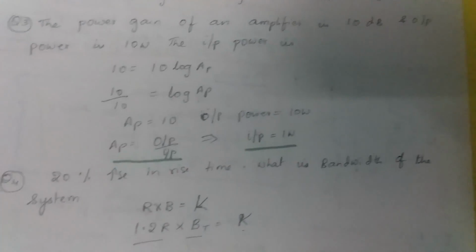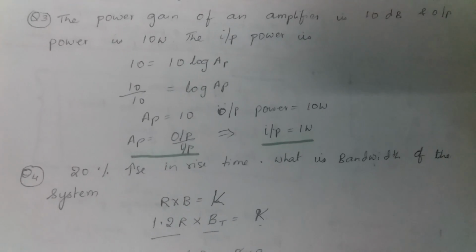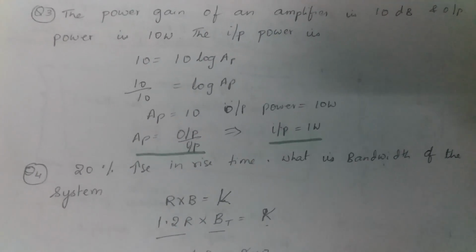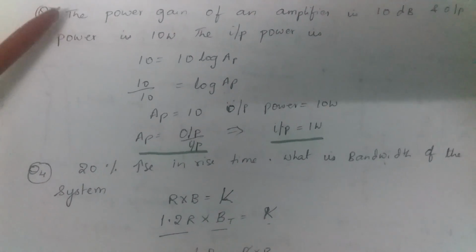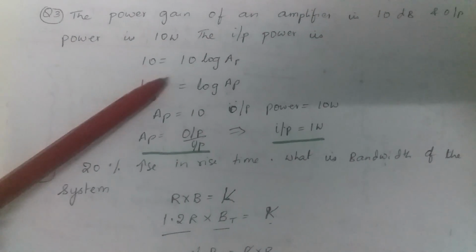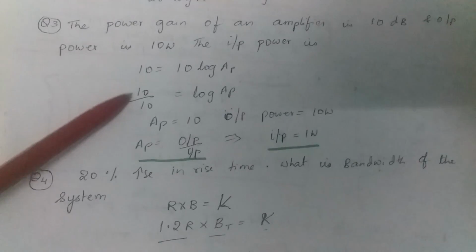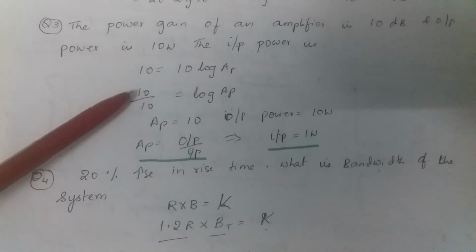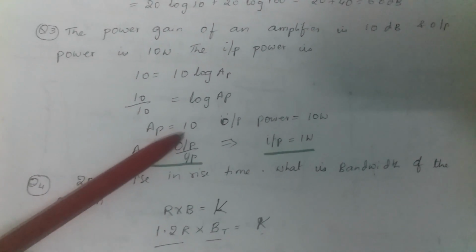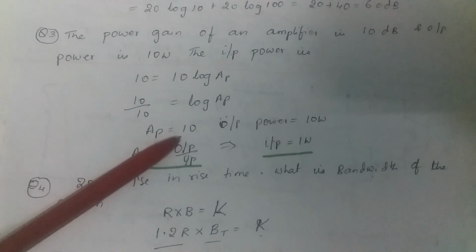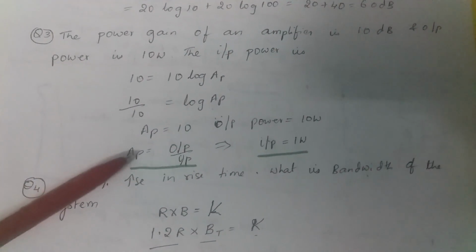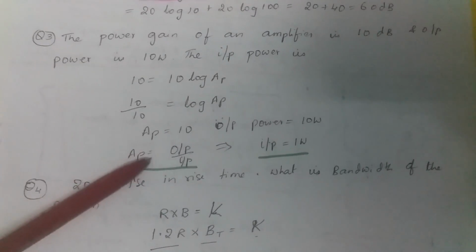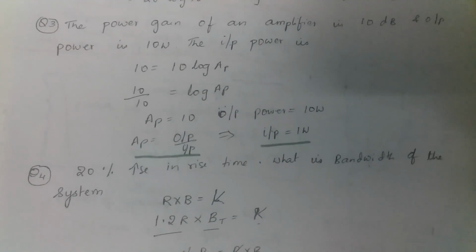The power gain of an amplifier is 10 dB and output power is 10 watts. What is the input power? So, power gain is equal to 10, which is equal to 10 log AP. So, 10 by 10 is equal to log AP. So, AP is equal to 10. Output power is equal to 10 watts. AP is equal to output by input. So, input is 1 watt.